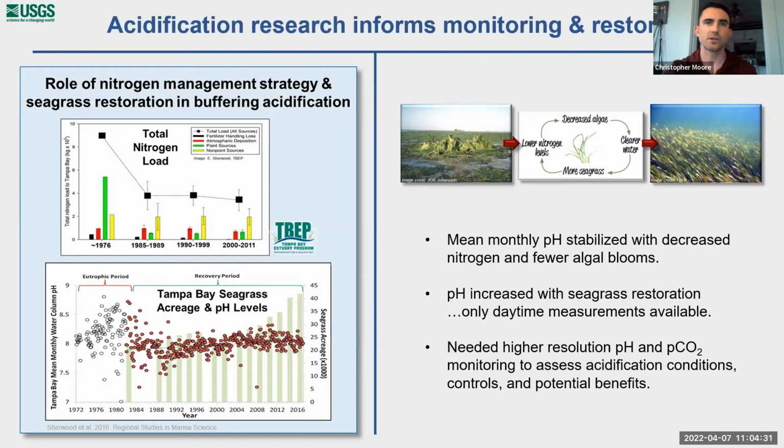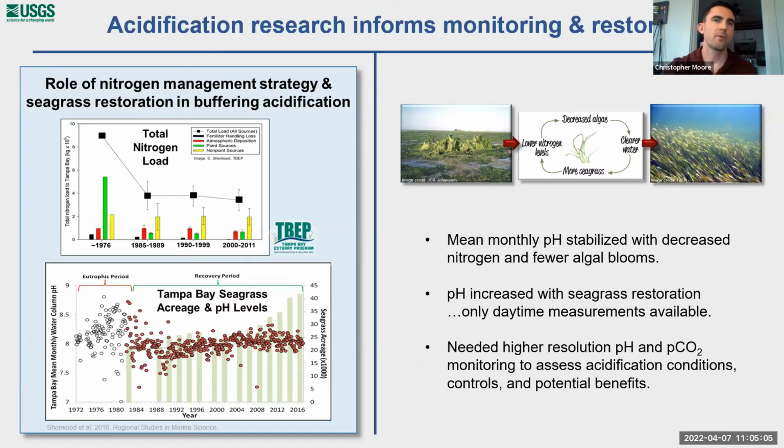The white and red circles on the bottom graph show mean monthly pH in the bay, and the green bars show seagrass acreage over the same time period. When nitrogen levels were high and caused the eutrophication, algal blooms caused extreme highs and lows in pH during and after the algal blooms, so you can see on the left of that graph. As nitrogen loads and algal blooms decreased, pH in the bay began to stabilize, and you can see that pH has increased over the years as seagrass has been restored.